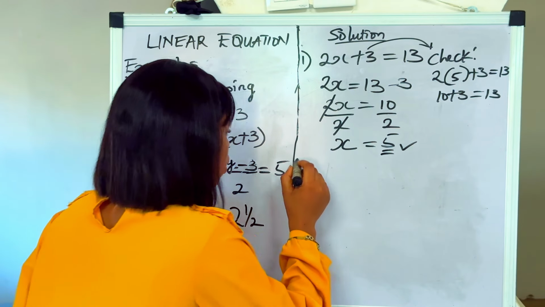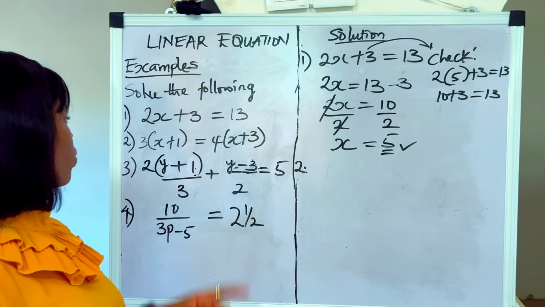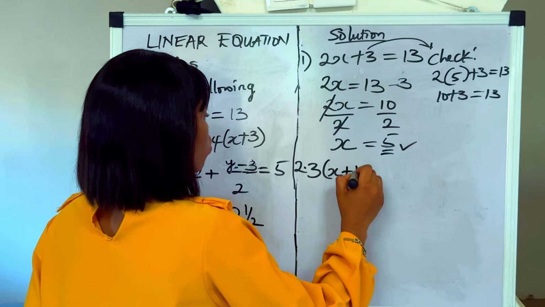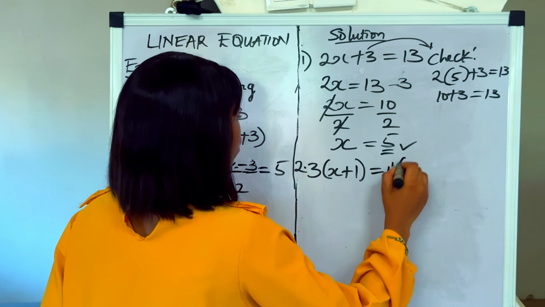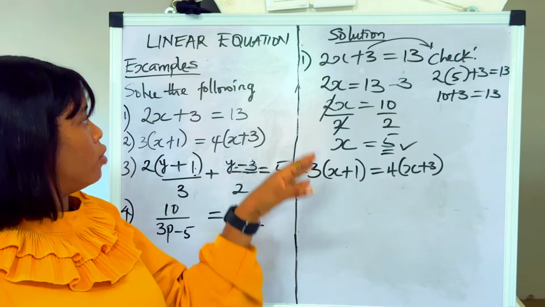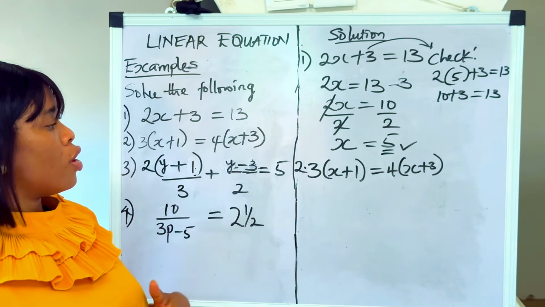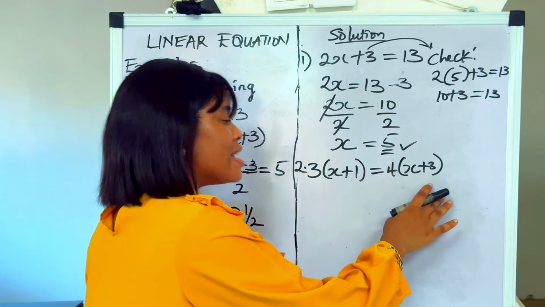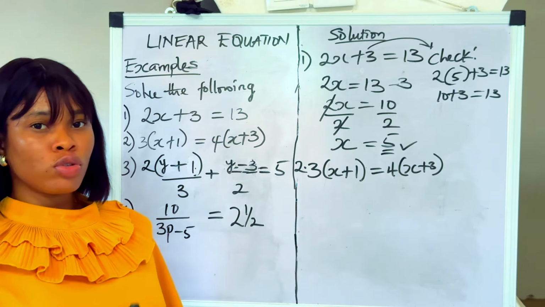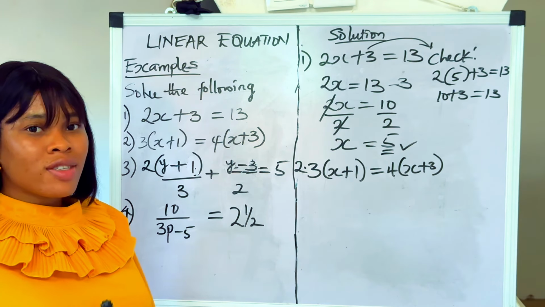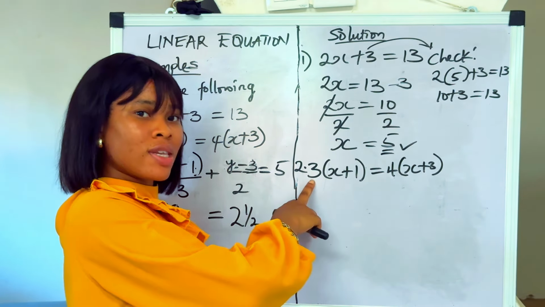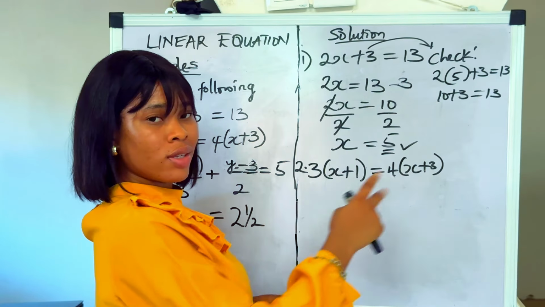Now let's look at another question. Question 2, we have 3 into bracket x plus 1 equals 4 into bracket x plus 3. Now you can see that this is a little different from the previous example. This is a linear equation involving brackets. So what do you do when you have something like this? First, we clear the bracket. And how do you clear the bracket? You use whatever is outside the bracket to multiply everything inside the bracket.